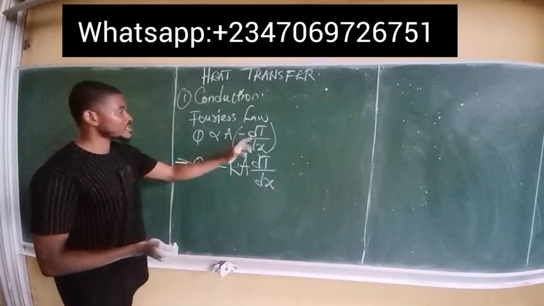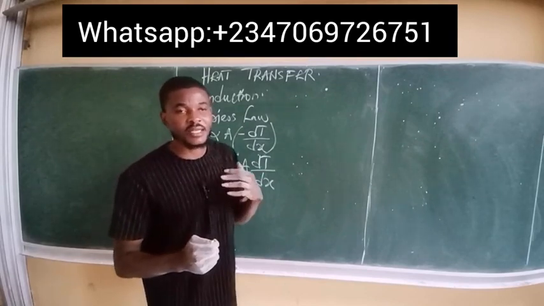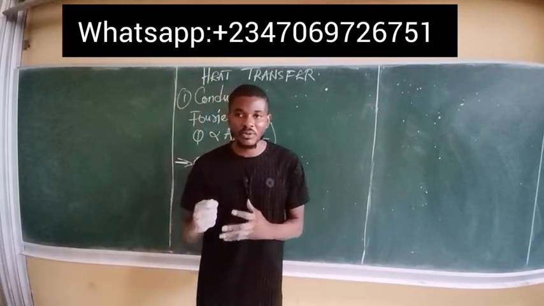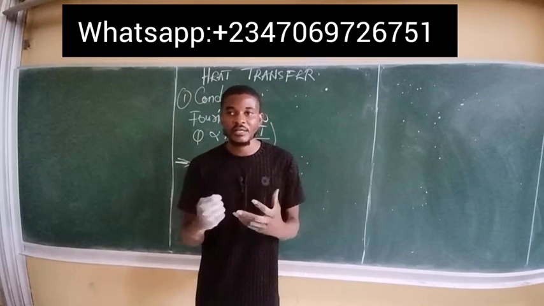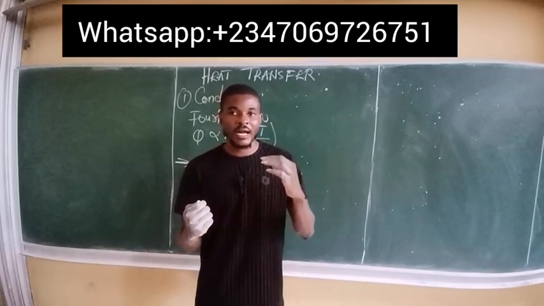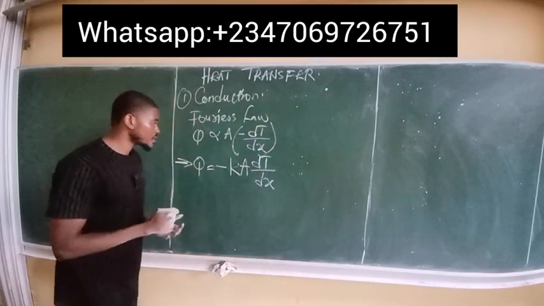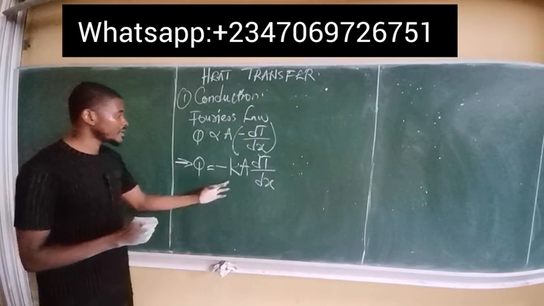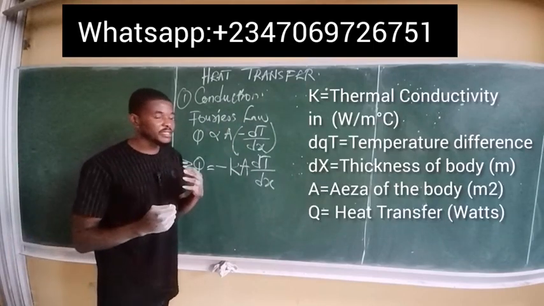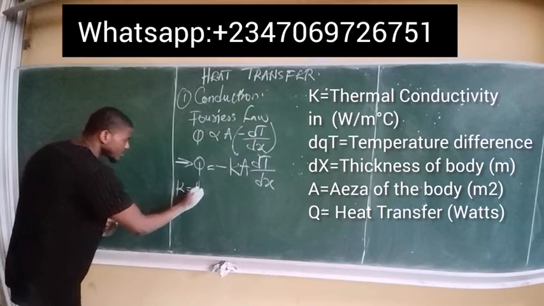Now, this dT/dx is called the temperature gradient. The negative sign implies that heat is lost by the solid body, as there is always a heat exchange between those two bodies. There is always a heat loss from a higher temperature to a lower temperature, hence the negative sign. The value of k stands for what is called the thermal conductivity.